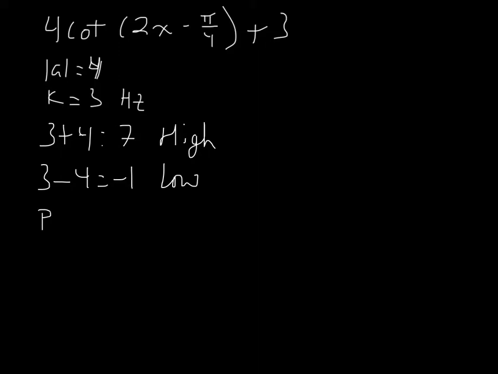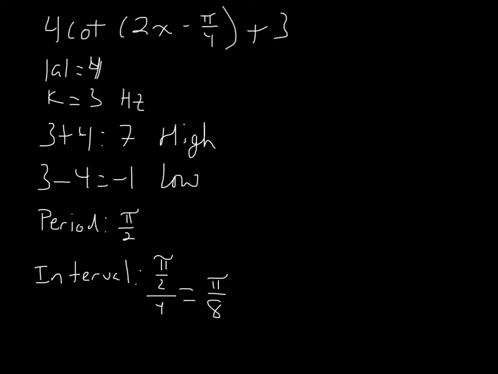Our period, remember, the period for cotangent is also pi, and it's simply going to be pi over b, which is pi over 2. Our interval length, once we figure out what our new endpoints are, our interval between those will be pi over 2 divided by 4 or pi over 8.